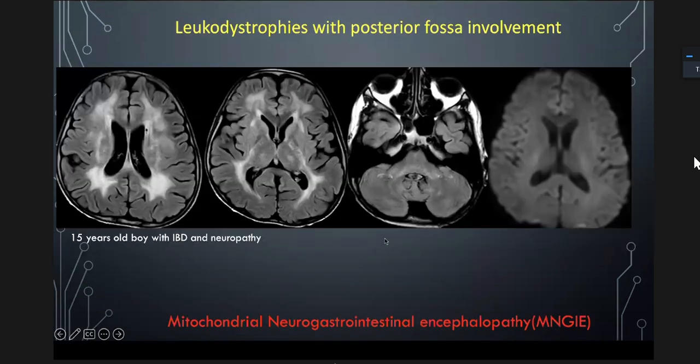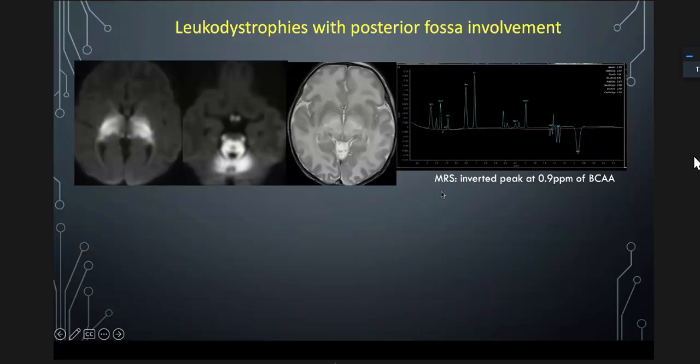and also the spinal cord may be involved. Again, another mitochondrial disease, which is mitochondrial neurogastrointestinal encephalopathy, and this child presented with IBD, inflammatory bowel disease, and neuropathy, and we see abnormal periventricular white matter, and abnormal signal involving the brainstem as well as the cerebellum. Now, leukodystrophy with posterior fossa involvement.